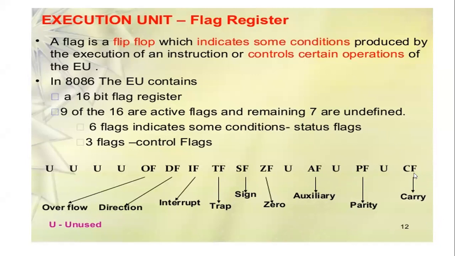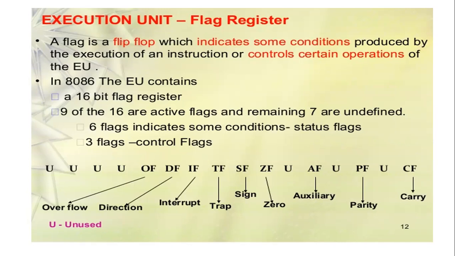CF is carry flag. This indicates the overflow condition for arithmetic operation. If any carry is obtained, then the carry flag will be in set mode or else it will be in reset. That means set in the sense, if you are getting the carry as 1, then carry flag will be in set condition. If you are getting carry as 0, then the carry flag will be in reset mode.